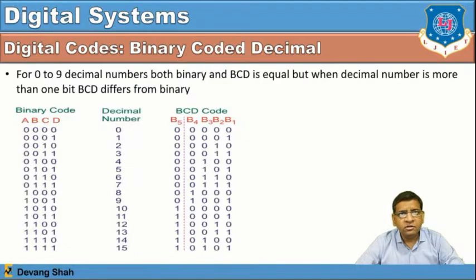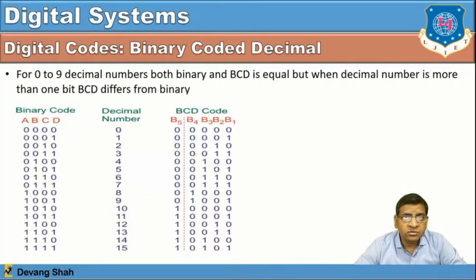So how can you convert decimal numbers 0 to 9 into both binary and BCD? That is represented in this table. You can see the binary code ABCD corresponding to decimal number 0, and further it is converted into a BCD code, right? From 0 to 9, binary and BCD both look the same. For decimal numbers 0 to 9, both have the same pattern, from 0000 to 1001, right?